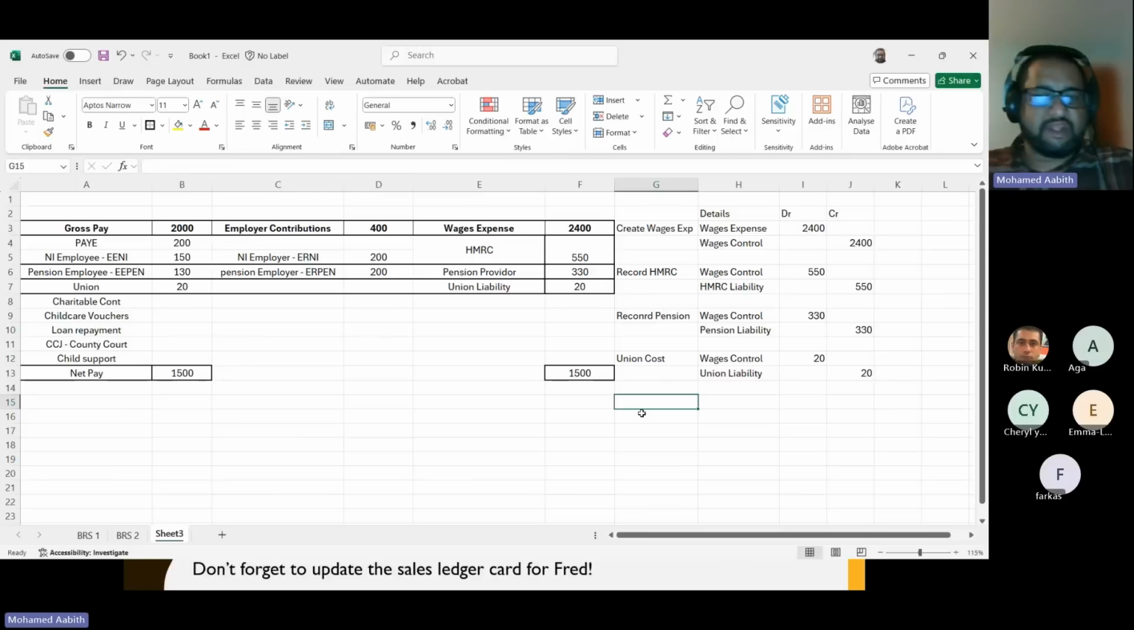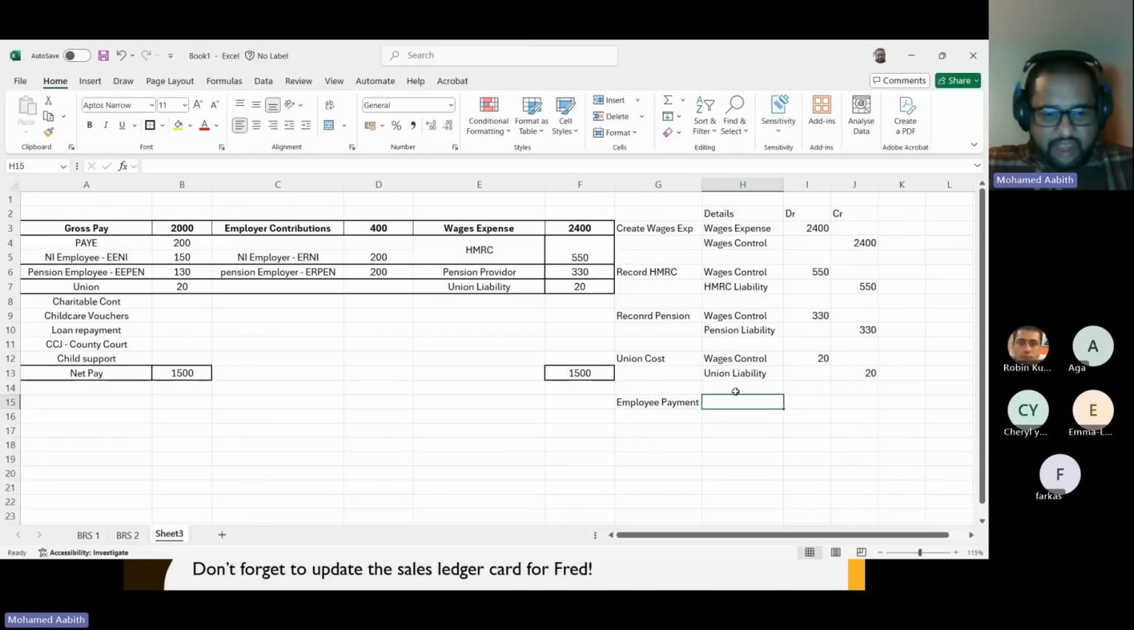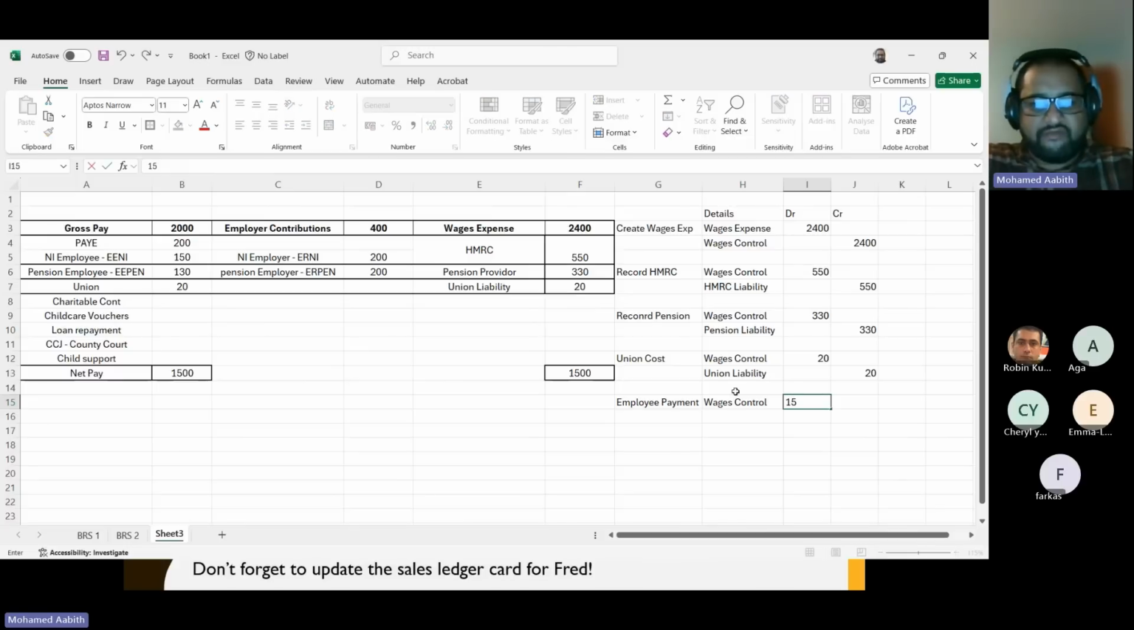Last but not least, we have employee payment. How am I going to do it? What do you think? It is going to be again wages control debit 1,500, and then bank credit 1,500.